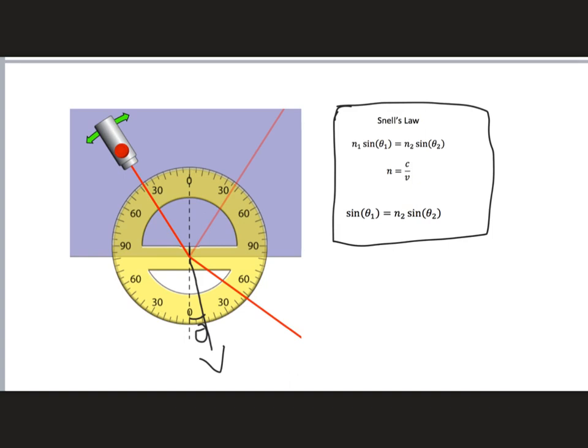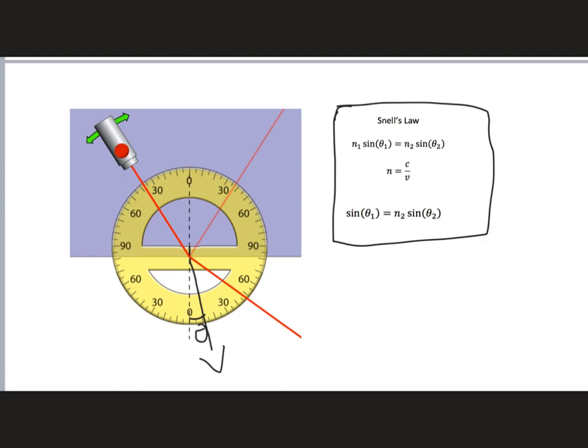So here we have n1 sine of theta 1 is equal to n2 sine of theta 2. That's Snell's law. And we know that n is the index of refraction, and it's the ratio of the speed of light in the vacuum of space divided by the speed of light in the material that the light is passing through. Now, what we're going to do in this experiment with the simulator is take an unknown substance and measure the n value, and we're going to go from air into that unknown substance.